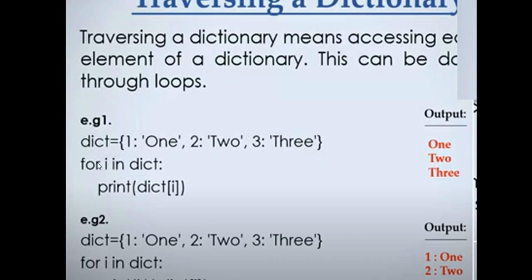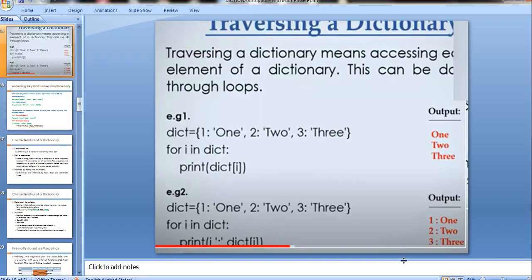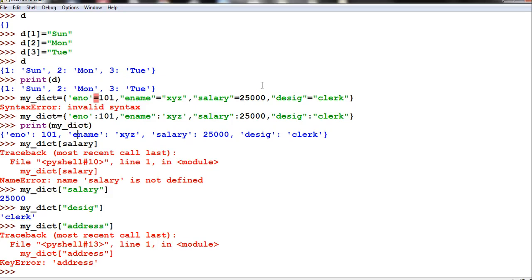Suppose here I take any variable in a dictionary and print its value. Example 2: for i in dict. What is the difference between this and this? Here some colon is printed in the output, you can see. Let me check that. Already I have created a dictionary here.